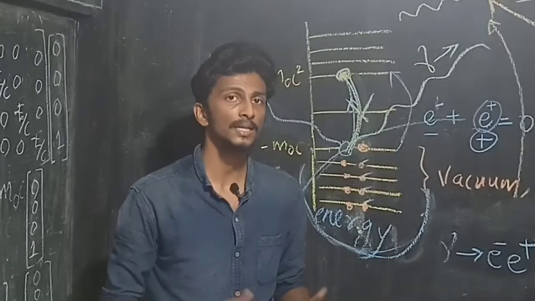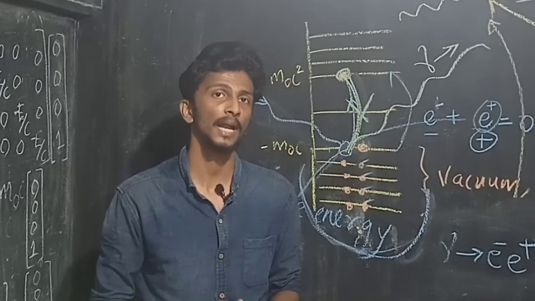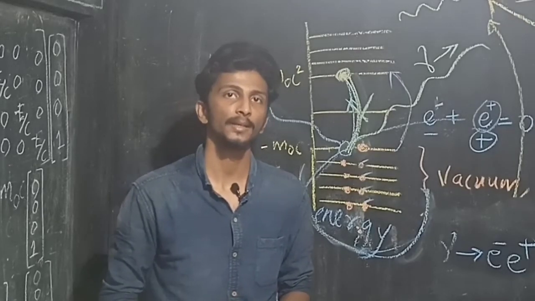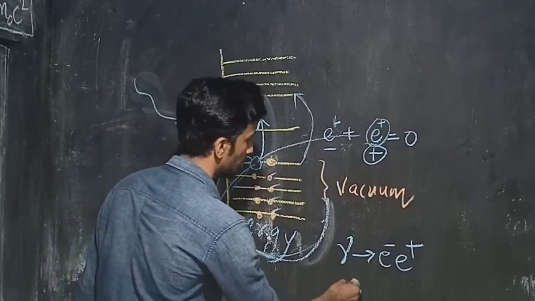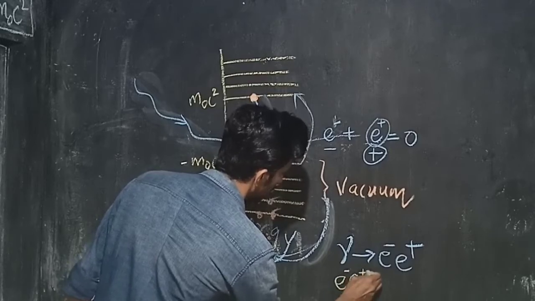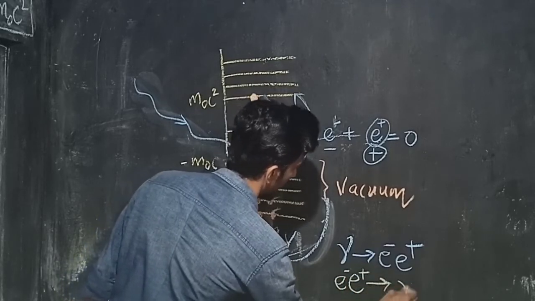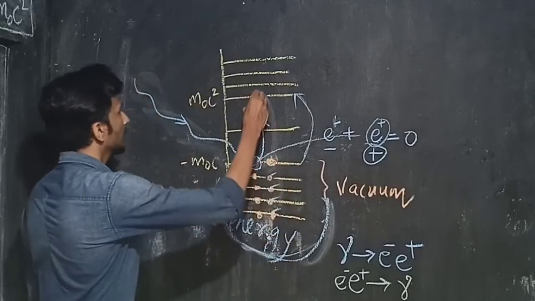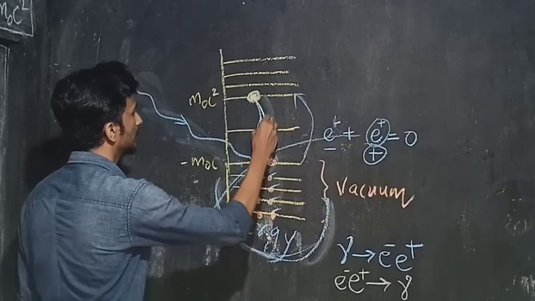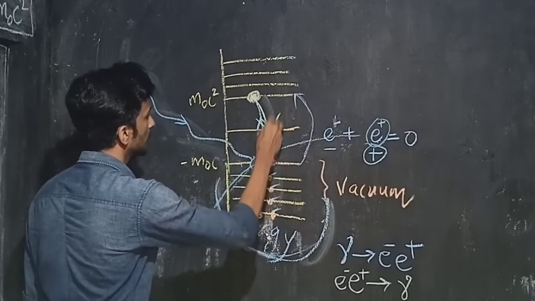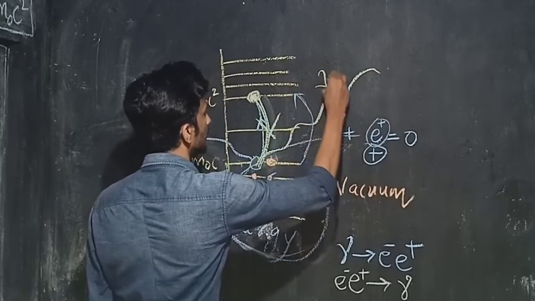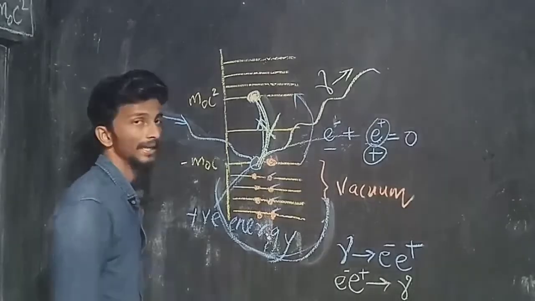And remember that for conserving the momentum, we need the presence of an additional nucleus for this electron-positron pair creation to happen. The reverse of this process is also possible, that is, an electron and a positron annihilate to produce some energy or gamma ray. That is, an electron jumps to this gap or hole, leading to the production of a gamma ray, and this is called electron-positron annihilation.